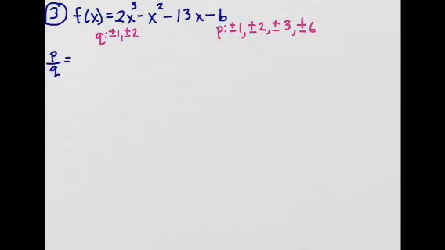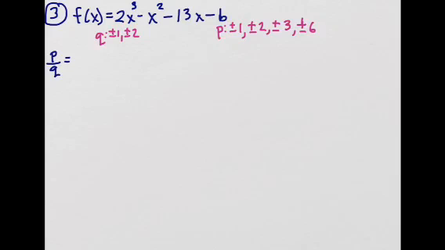Alright, so for number 3, I have already gone through and written all the p factors and all the q factors. So the factors for 6 are 1, 2, 3, and 6, of course, plus or minus. The factors for 2, the leading coefficient, are 1 and 2. So now I'm going to go through and do p over q. So you take all the numbers in p and put them over the numbers in q.